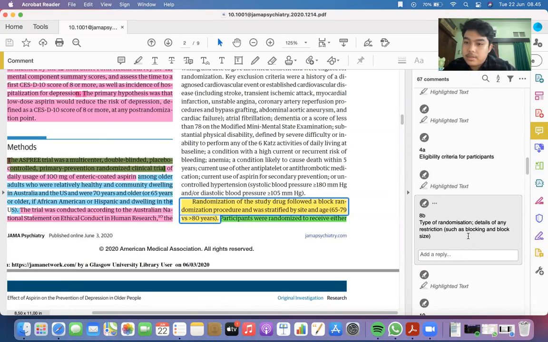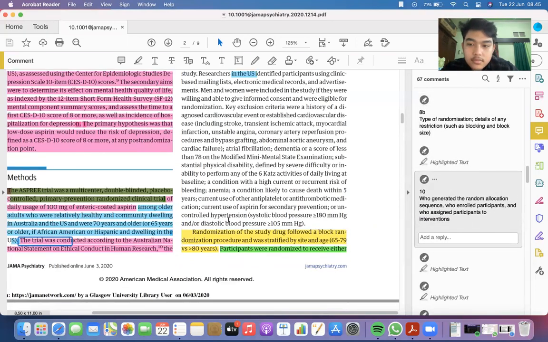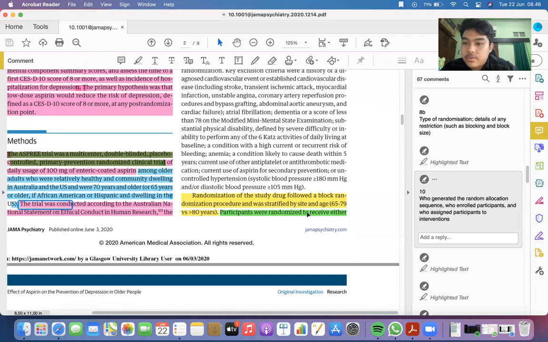Then for point 8B, type of randomization, details of any restriction, such as blocking and block size. Randomization of the study drug followed a block randomization procedure and was stratified by site and age, from 65 to 79 versus 80 years and above. Point 10: who generated the random allocation sequence, who enrolled participants, and who assigned participants to interventions.